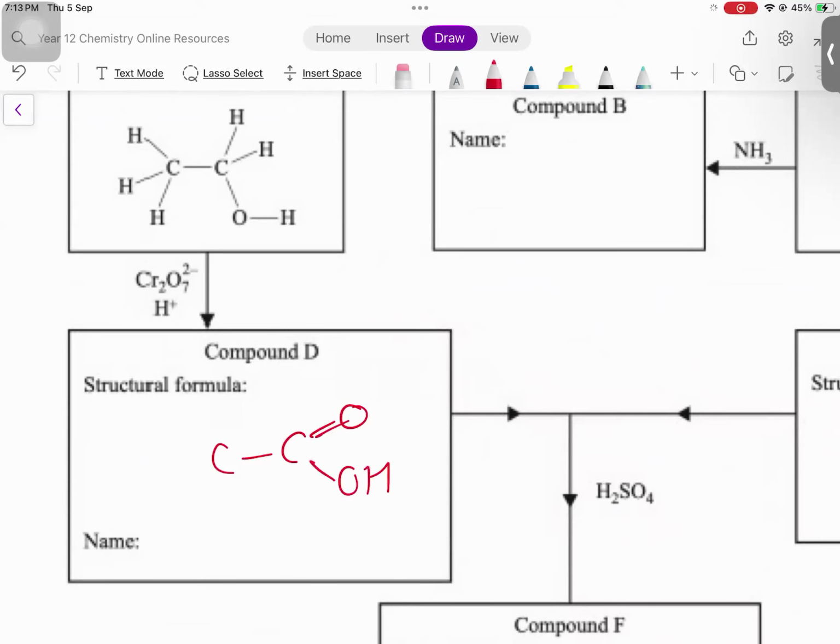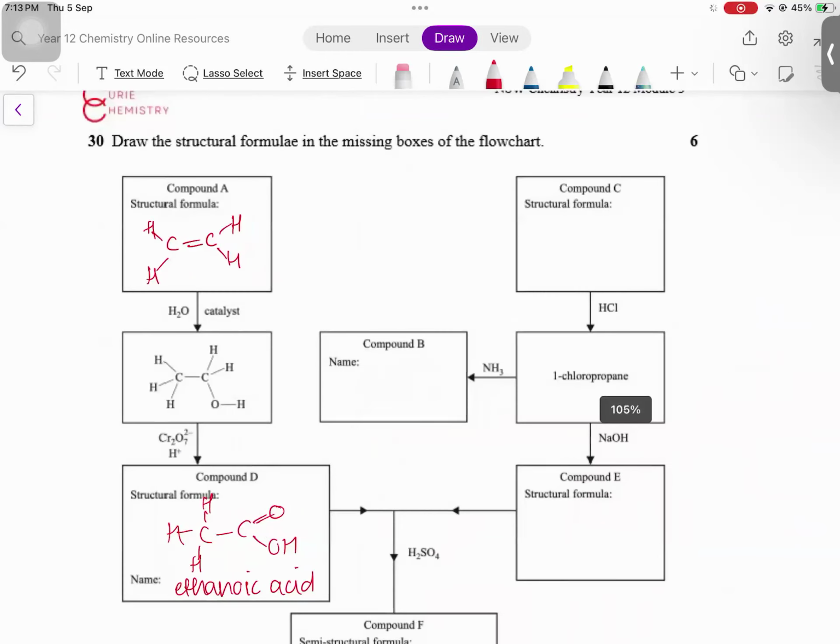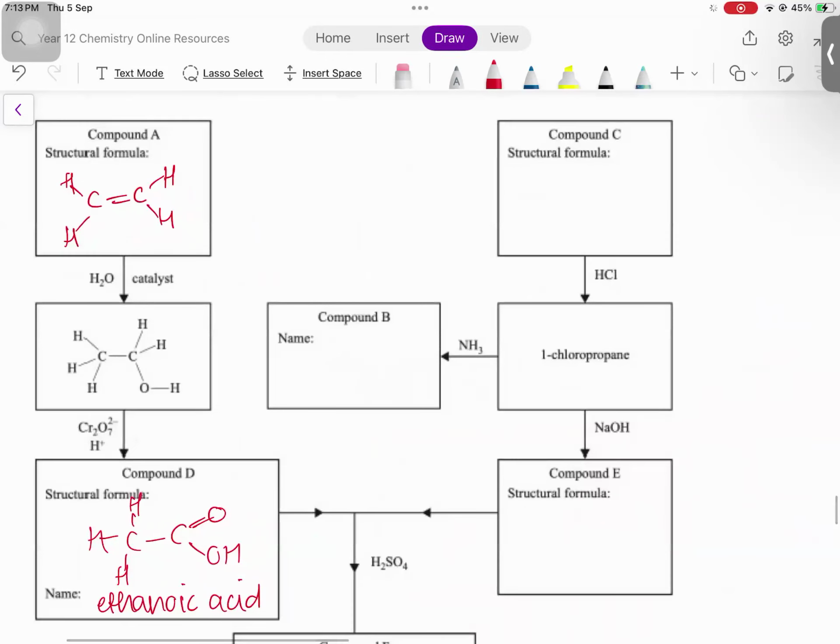So 2 carbons again, but change the functional group. And this is going to be ethanoic acid. Then it stops there for now because I don't have E just yet. Compound C, I add HCl to it and it turns into our 1-chloropropane. Right. Now, they don't tell me that there's UV light.